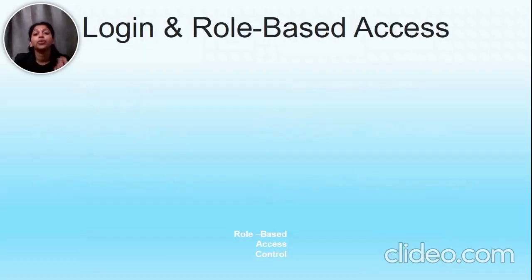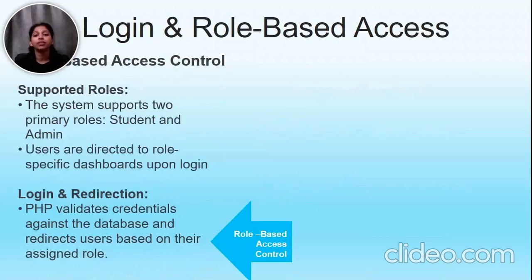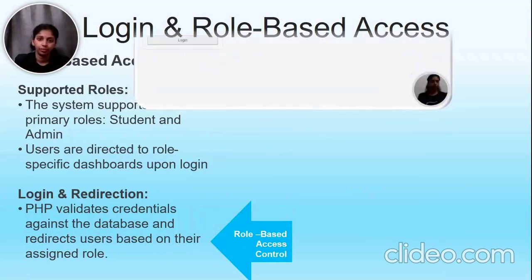Okay, now login and role-based access. The system starts with a login page where both admin and student use their username and password. After logging in, the system checks the user's role. If the user is an admin, it directs to the admin dashboard. And if the user is a student, it directs to the student dashboard. This ensures proper access control and separate admin functionalities and student functionalities.